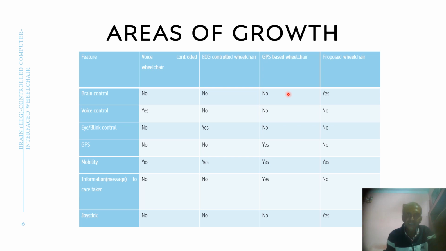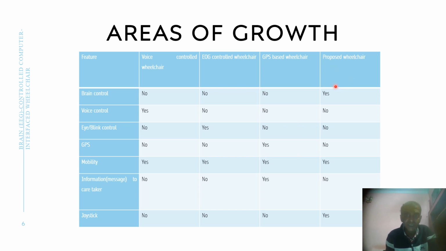And GPS based wheelchair: brain control is not there, voice control is not there, eye blink control is not there, GPS is present, mobility is present, information to caretakers is present, joystick is not present.